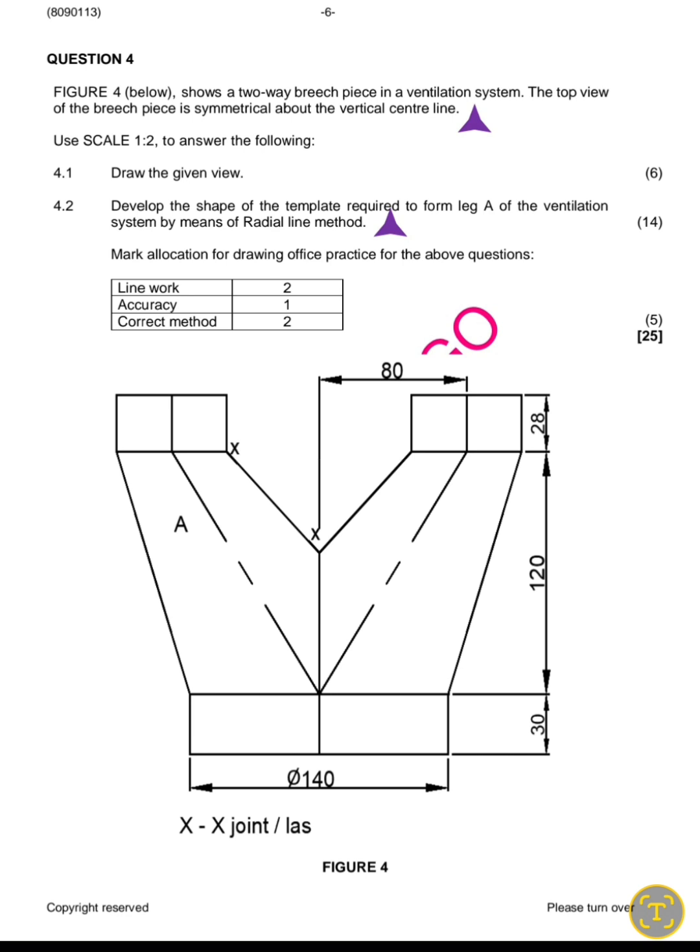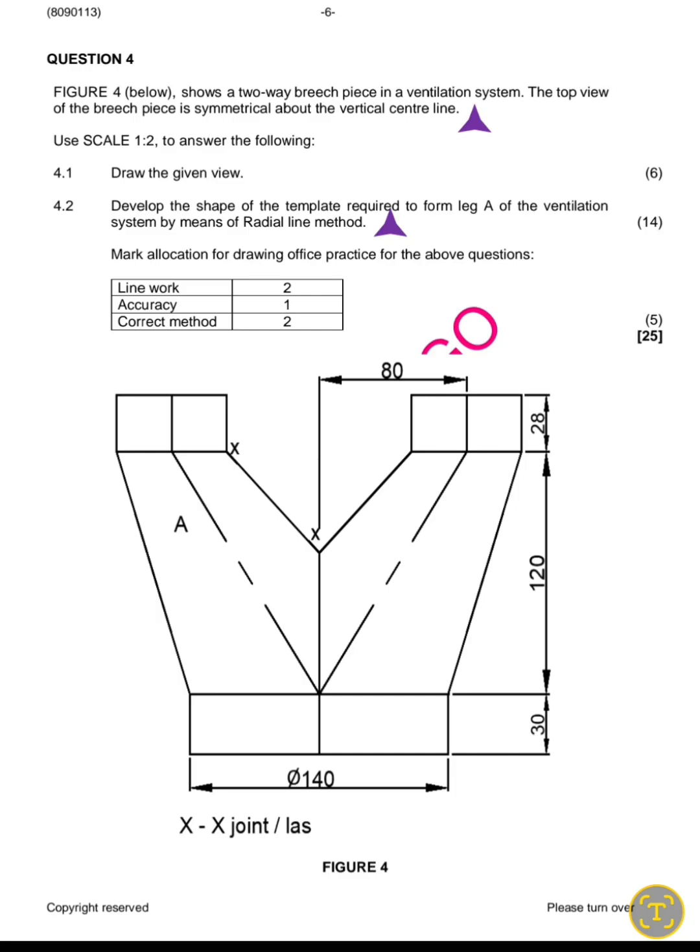We're given that the scale of this is 1:2, so that means every number you see here on the drawing, you're gonna divide it by 2 when you draw. If it's 80, you're gonna make it a 40. If it's 180, it's gonna be 60. That's what is meant. So you're gonna draw a given view, which is quite a lot of marks.